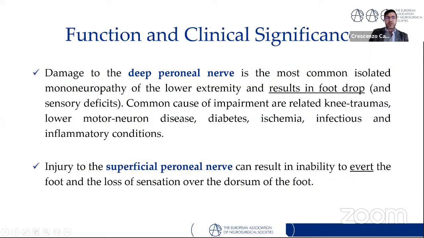Clinically, damage to the deep peroneal nerve is the most common isolated mononeuropathy of the lower extremity and always results in foot drop. The most common causes of damage are related to knee traumas, motor neuron disease, diabetes, ischemia, infectious, and inflammatory conditions. On the other hand, an injury of the superficial peroneal nerve can result in the inability to evert the foot and the loss of sensation of the dorsum.